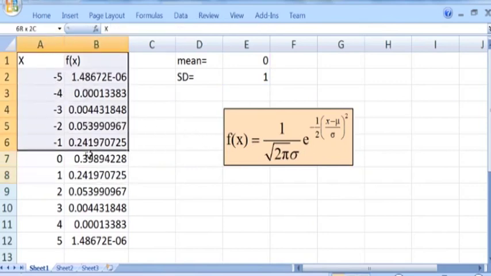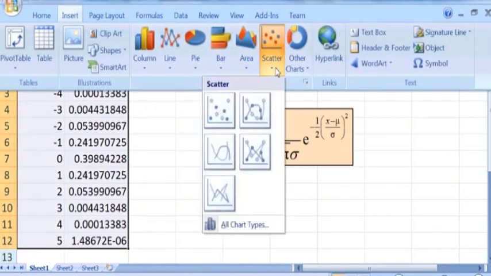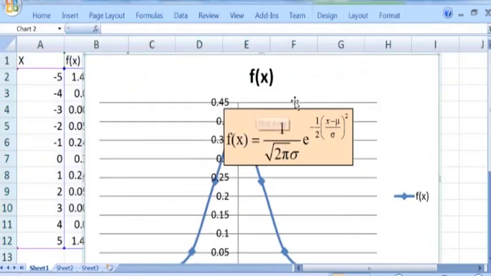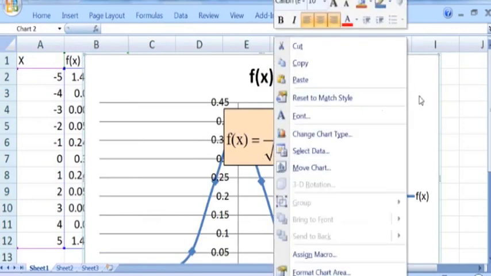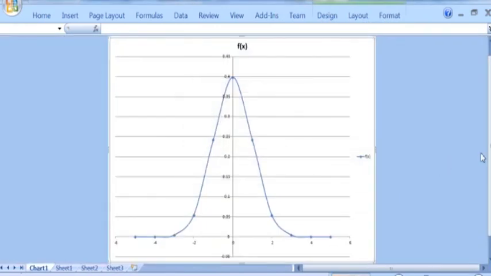So in the end, you have to select both columns, x as well as this f of x, with the help of the mouse, and go to insert and make a scatter plot. Scatter with smooth lines and markers. So here is the bell-shaped curve. I'm going to move it to a new sheet. So right click and select move chart from this menu. So select new sheet, click OK. So here is the normal density, normal probability density or bell-shaped curve.